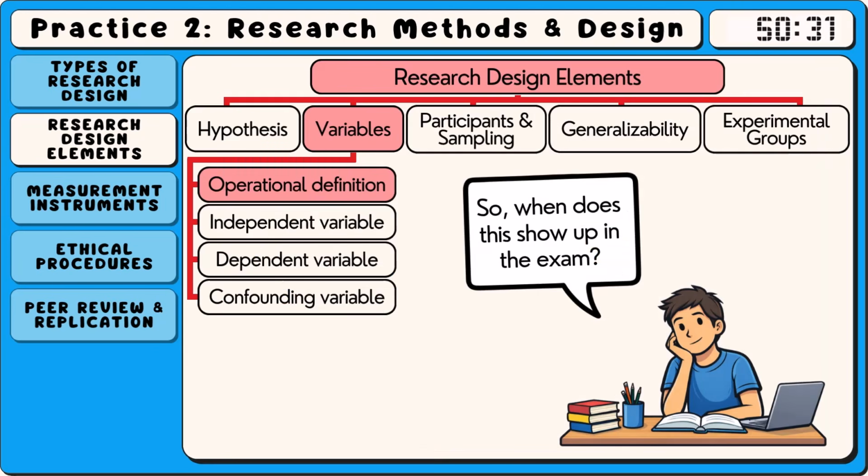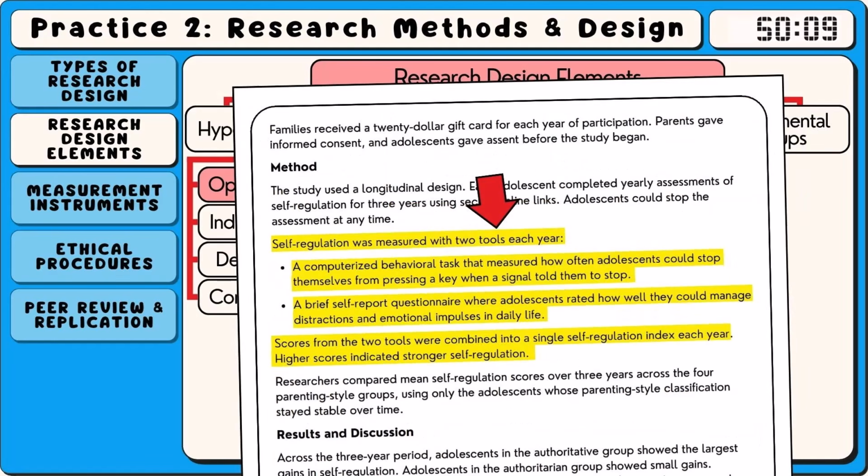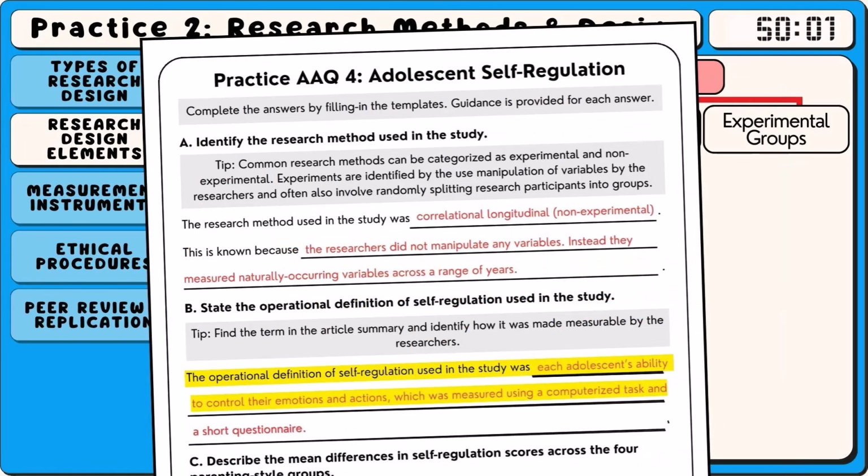Okay, so here's why you really do need to know about operational variables for your AP Psych exam. In Part B of the AAQ, you will be asked to identify the operational definition of a variable. They will tell you the variable. For example, in this question, you're asked for the operational definition of self-regulation, which is the dependent variable being examined in the study. So you'll essentially need to read through an article and find out how they've defined it, and then provide an answer such as, the operational definition of self-regulation used in the study was each adolescent's ability to control their emotions and actions, which was measured using a computerized task and a short questionnaire.